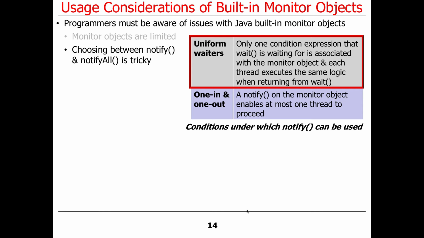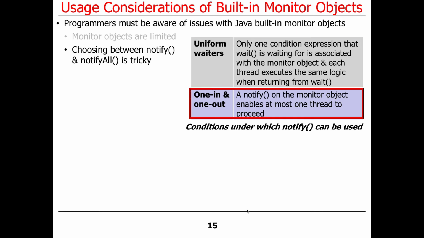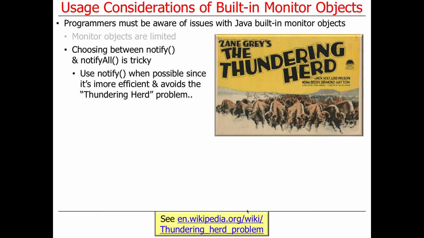So one of them is uniform waiters. That means everybody who waits on the monitor object waits for the same condition. And that turns out to be problematic because you only have one monitor condition per monitor object. And the other thing is one in and one out. So notify will only have one thread go at a time. So the rule of thumb is try to use notify wherever possible to avoid the so-called thundering herd problem.